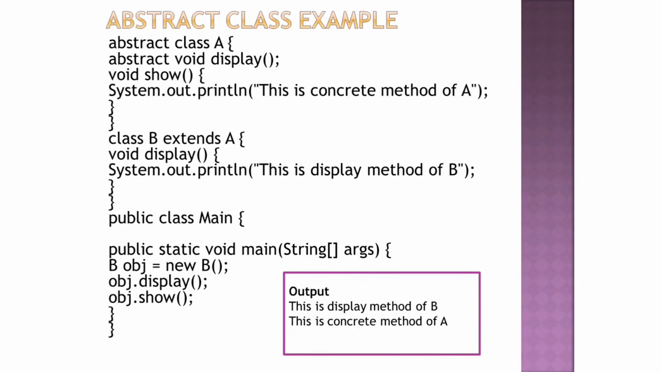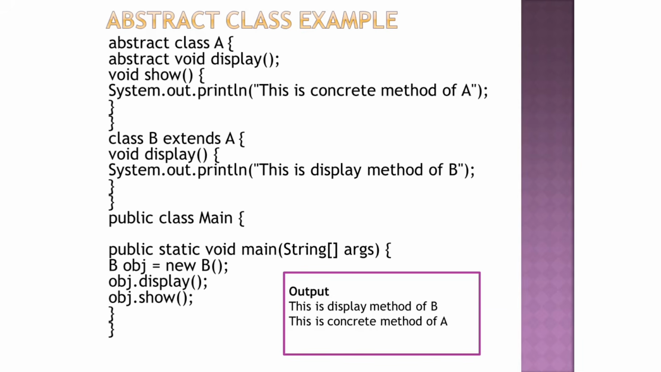Now let's come to the main method. We create B object is equal to new B. We are creating an object of B, not A. Then object.display() calls the display method implemented by B. So the first output is "this is display method of B". Next, object.show() calls the concrete method that is already implemented in class A. Therefore, the second output is "this is concrete method of A".